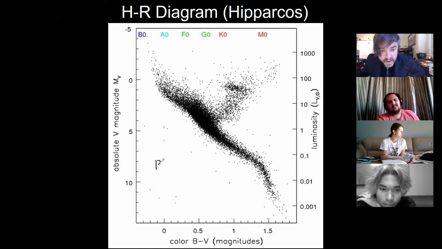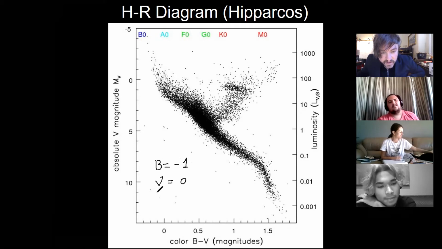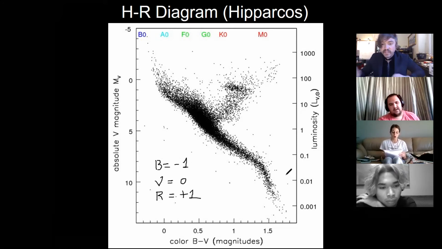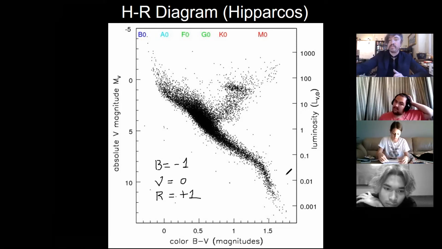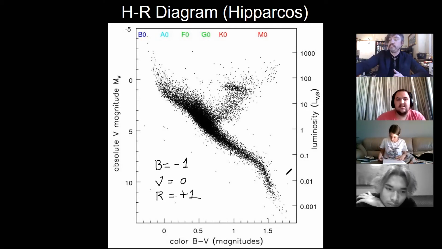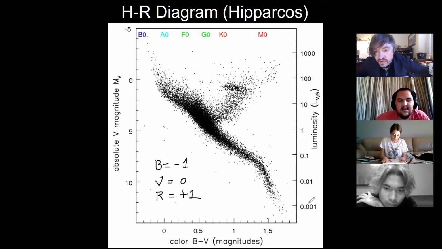Suppose my blue band magnitude is -1. Suppose my green band magnitude is 0. And suppose my red band magnitude is +1. What can you guys tell me about this star? Can you tell me its spectral type? Can you guess what its spectral type is? Those are the magnitudes of the stars in 3 different bands. I'm afraid I just lost everyone in the class.